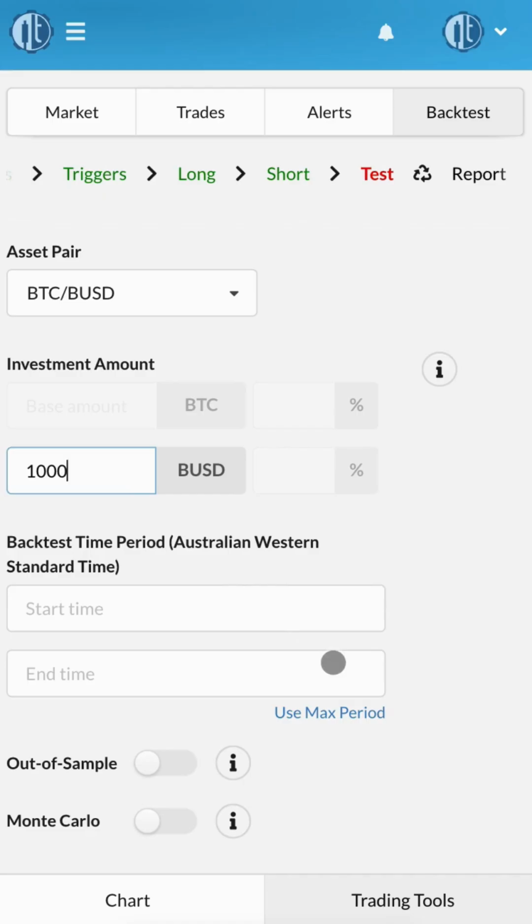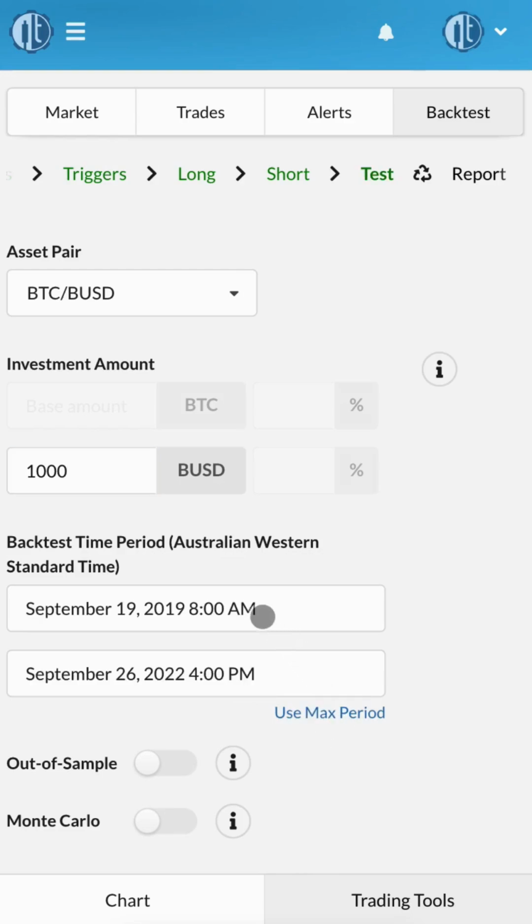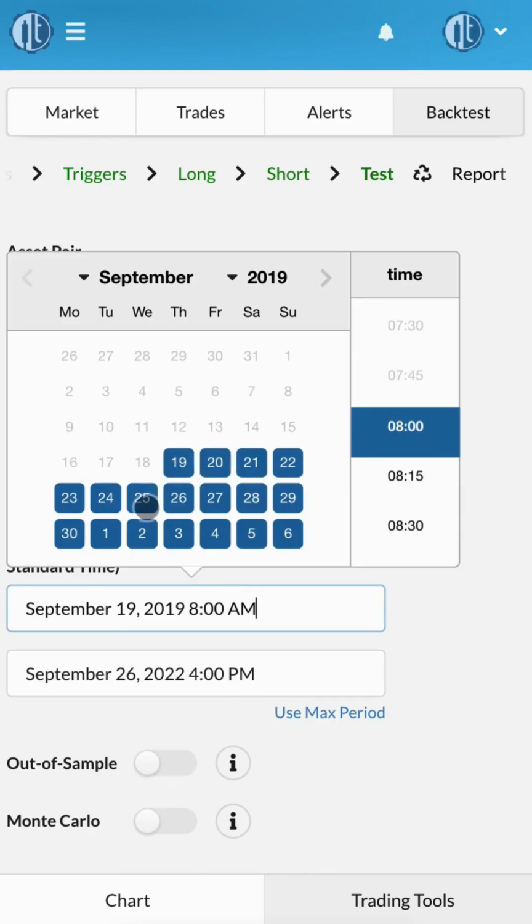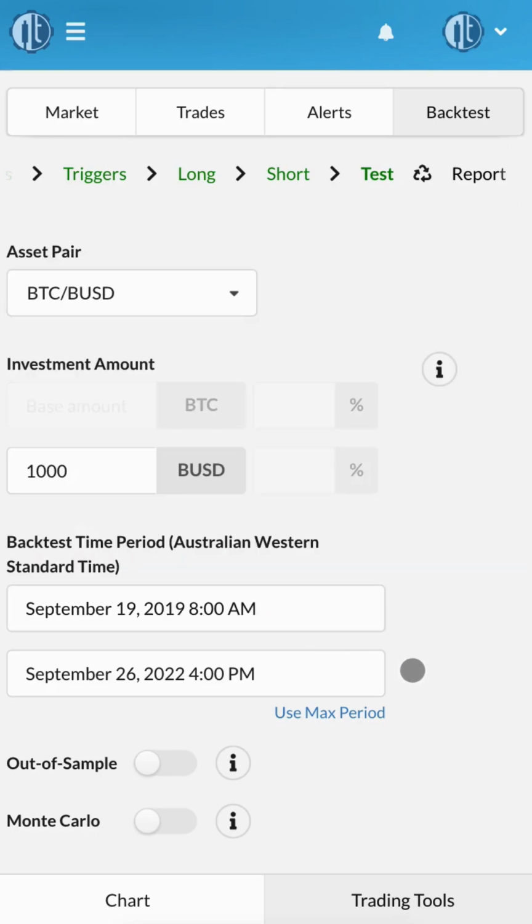Next, we'll select the period of time to backtest the system. The maximum period available for testing will depend on the exchange and asset pair that you've selected. You may opt to use the max period here, or select a custom period by opening the calendars. When creating a new version, keeping the dates consistent throughout the tests will make it easier to compare the versions.